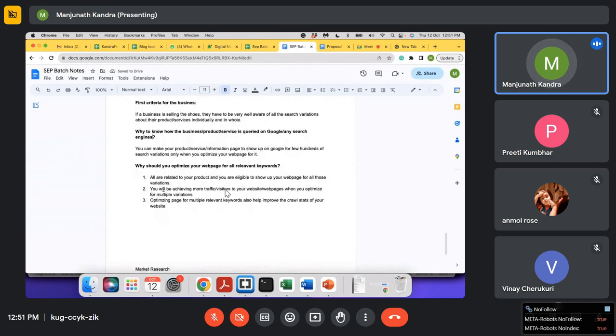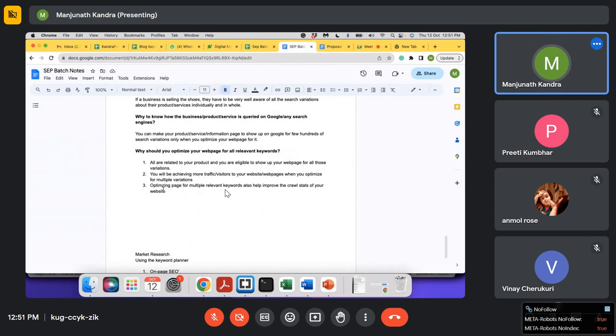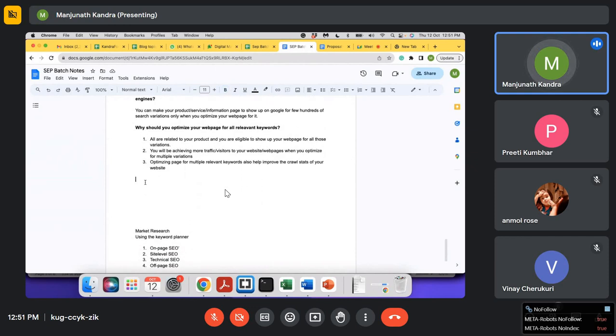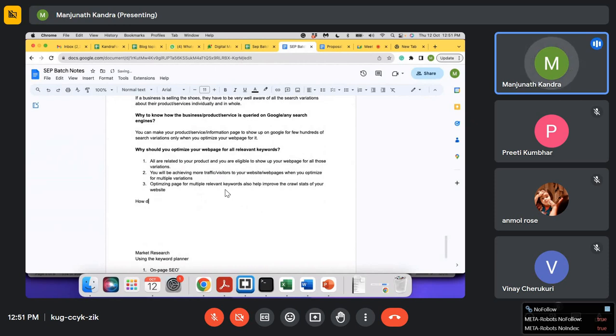You can make your page show up. Why should you optimize? These are the reasons. Now, how do you understand how your business is queried? Does any of you know this? If you know, you can tell it. If not, we'll proceed. How do you understand how your business is queried?